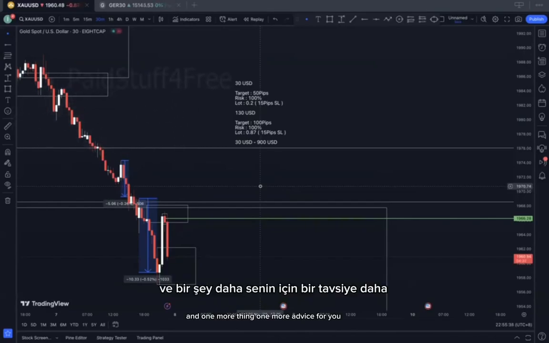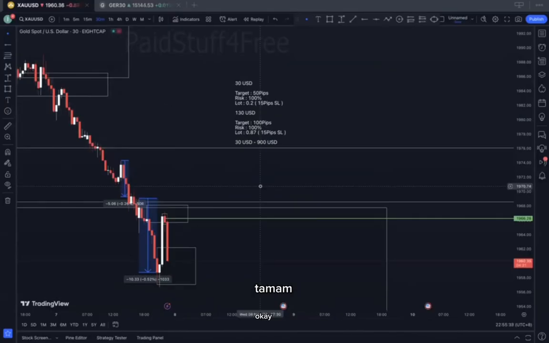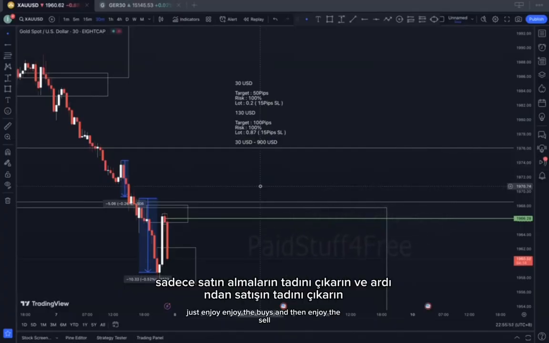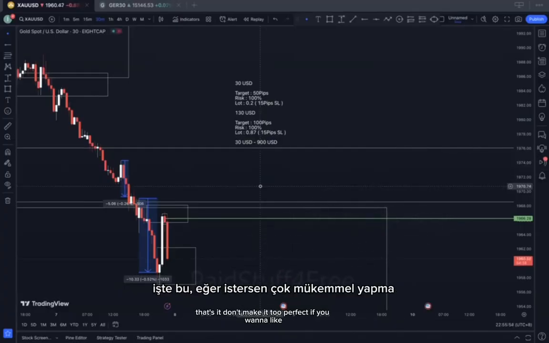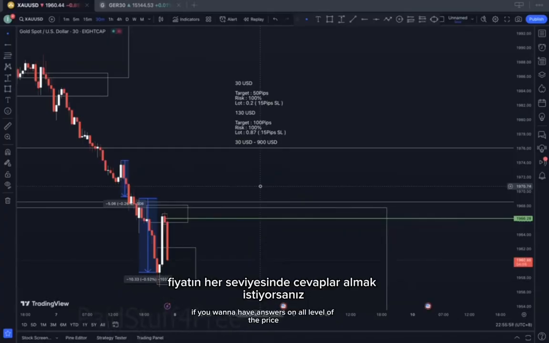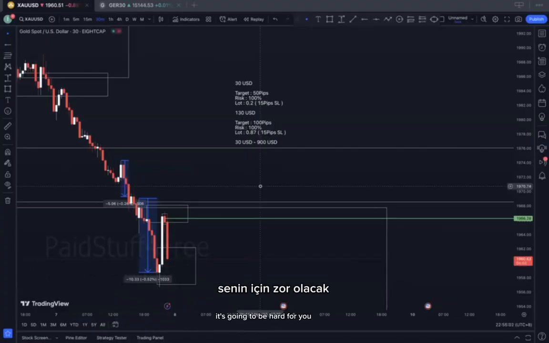Yes, one more advice for you. Just try to make it simple and don't make it too complex. If you want everything to be perfect, it's not going to go your way. So just enjoy the buys and then enjoy the sells. That's it. Don't make it too perfect. If you want to have answers on all levels of the price, it's going to be hard for you.